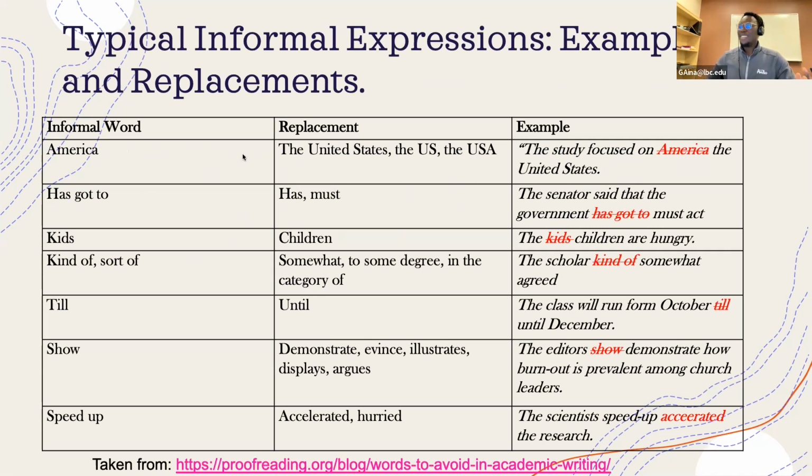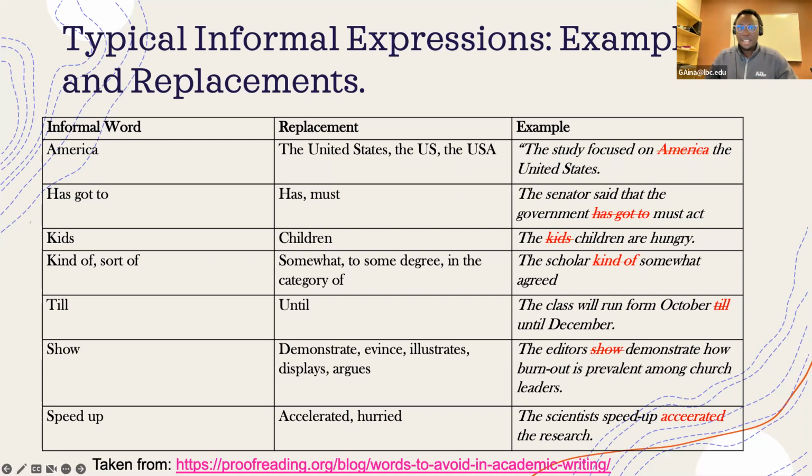So the first one I have here is "America." And I'm sure many of us have written the word America in our essays, one time or the other. So writing "America" in your essay is deemed informal. Instead, you should write it in full. For instance, you should write the United States, the US, or the USA. So looking at this, the study focused on America, so we have America right here, but then I canceled it, as you can see. So it should be the study focused on the United States, not on America.